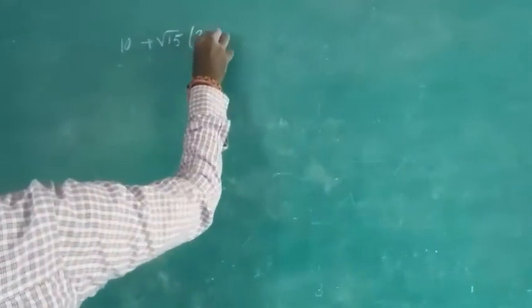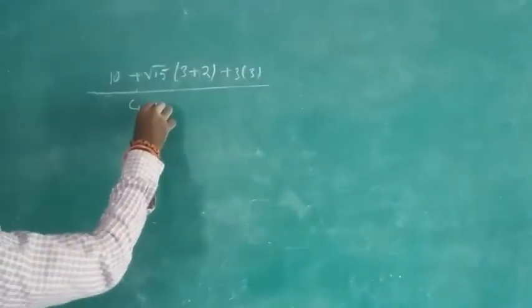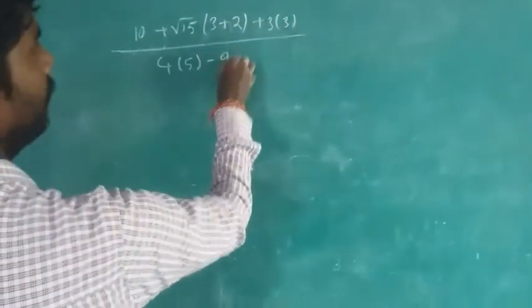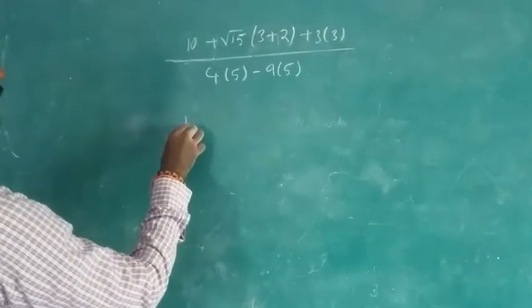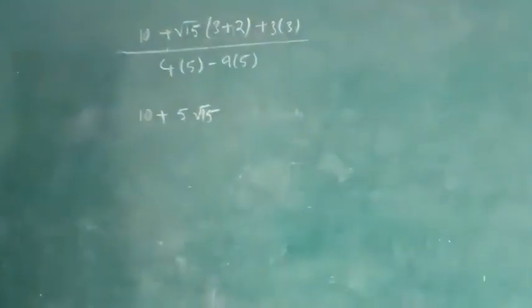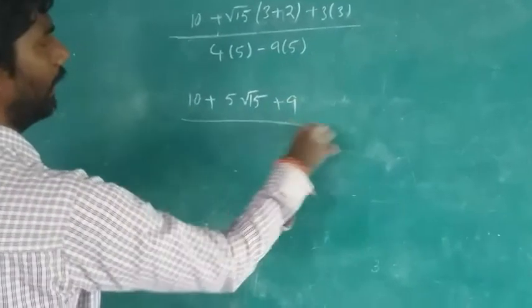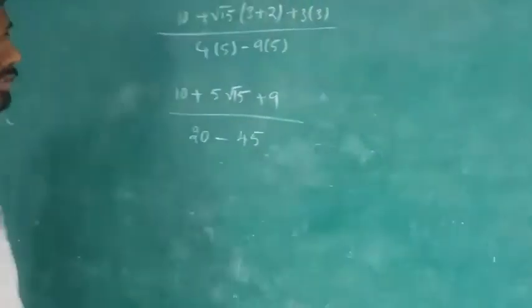So the next step is, as it is I am writing 10 plus root 15 into 3 plus 2. I am writing this step, I am not writing the next step. 3 into 3 upon 4 into 5 minus 9 into 5. See, this is the 10. This is the 3 3s are 9, right? So 10 plus this you can add, 5 root 5 you can add, root 15. So this is 9 by 5 4s are 20, 9 5s are 40. Right?